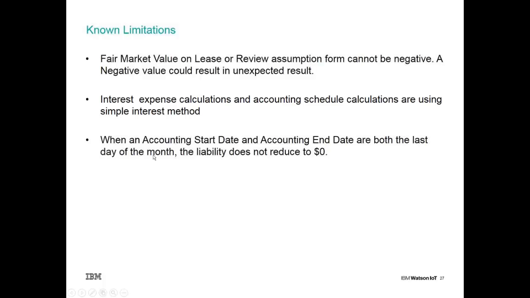And we also have another one: if the accounting start date and accounting end date are both on the last day of the month, the liability does not reduce to zero. So you just keep that in mind. You probably cannot have Jan 31st as accounting start date and end date of maybe another Jan 31, two or three years down the line. So that's important to note.